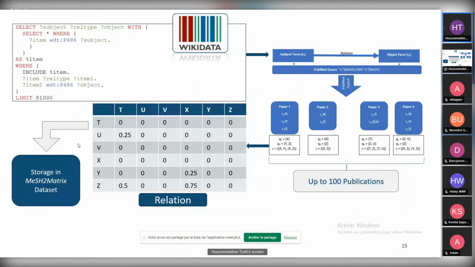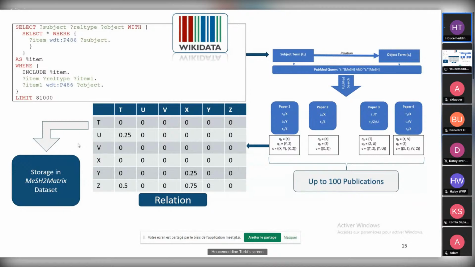So our approach is pretty simple. We formulated a query in Wikidata, a SPARQL query, to extract the relations that exist in Wikidata between subjects and objects that have MeSH identifiers. As you see here, we extracted 81,000 relations. And then we convert the subject and the object to a PubMed query, and we search for the publications that have the association of the subject and the object.